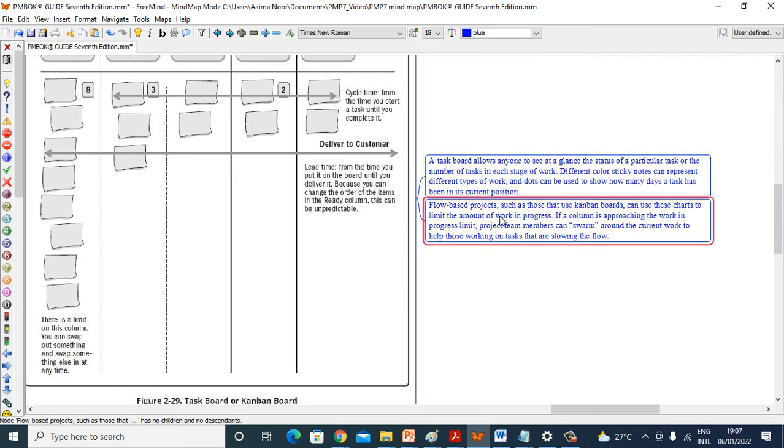Flow-based projects such as those that use Kanban boards can use these charts to limit the amount of work in progress. If a column is approaching the work in progress limit, project team members can swarm around the current work to help those working on tasks that are slowing the flow.